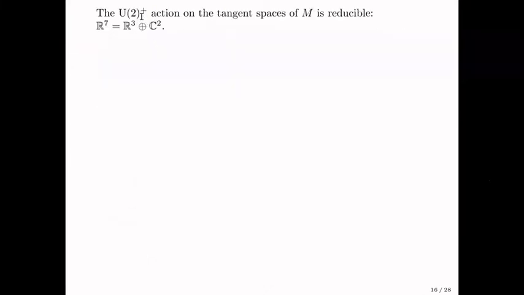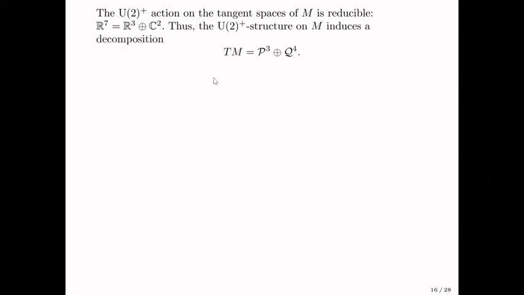Now, the U2 action on the tangent spaces of M is reducible. So if I just think of U2 as a subgroup of G2, well, G2 acts on R7, so U2 is going to act on R7, and it splits R7 into R3 plus C2. And then, if I apply that to the whole manifold, the tangent spaces will split as P3 plus Q4, where P is modeled on this R3 and Q is modeled on this C2. And then it turns out that the equations that the torsion must satisfy imply that these distributions are actually integrable.